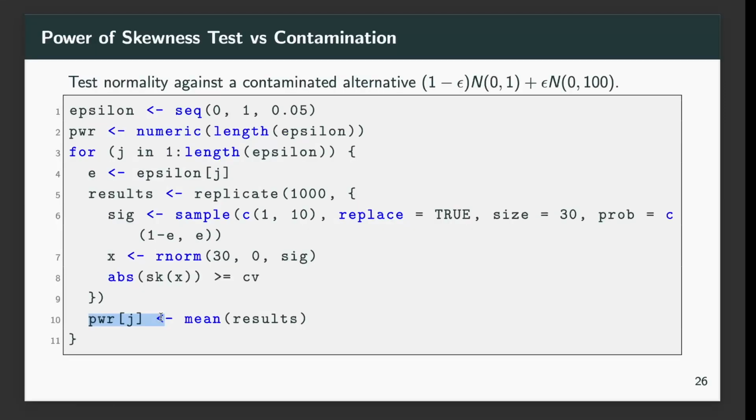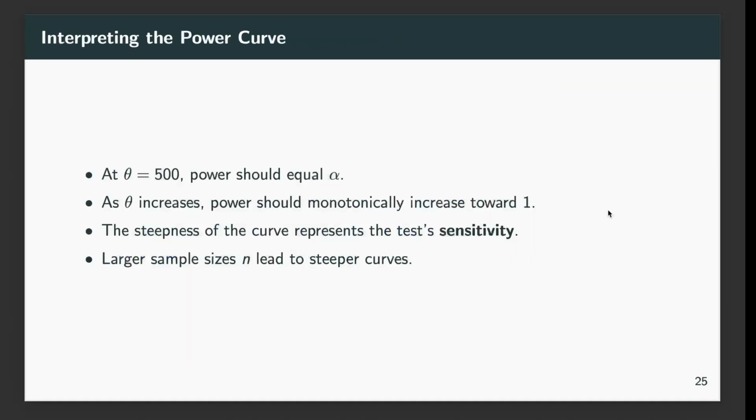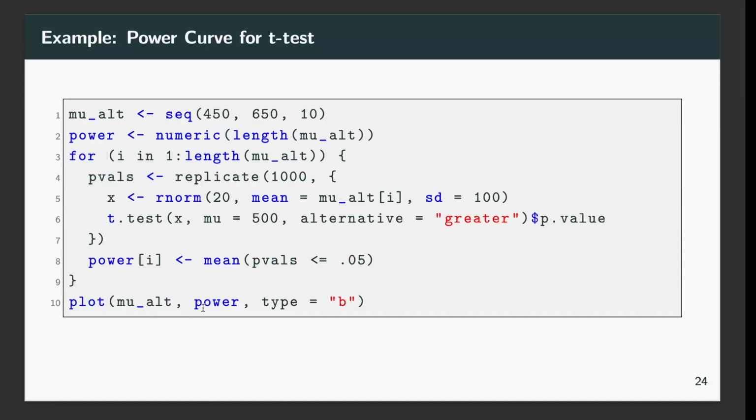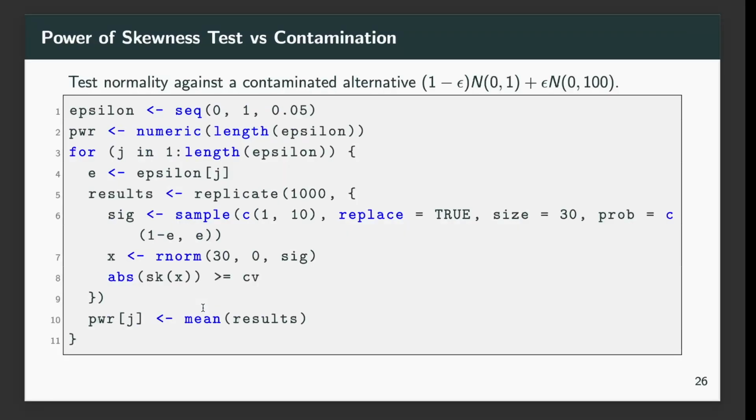Okay, I think I should add in the graph here. I believe that it is in the book. If you plot epsilon on the x-axis and the power on the y-axis, you're going to end up with a power curve. You can just use the plot function, run it, and try to see for yourself.